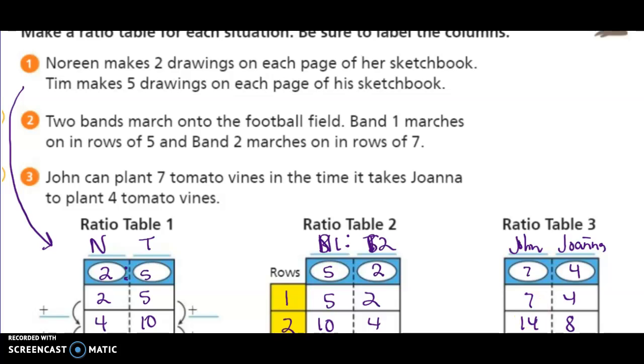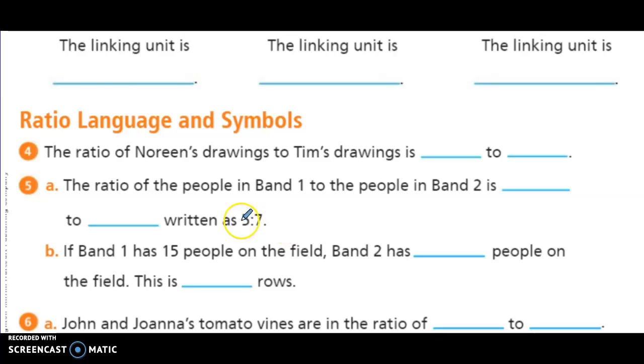So I'm going to go to the next page, the bottom half of page 27. The linking unit for this first one would be days. This one would be rows. And the linking unit that joins these two tables together would be the time it takes to plant their vines.